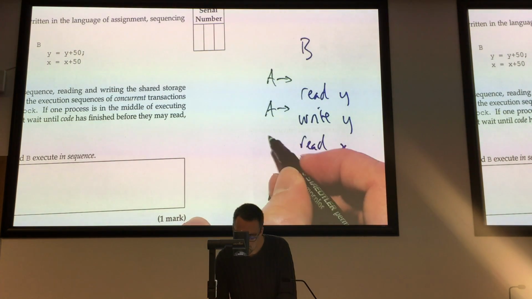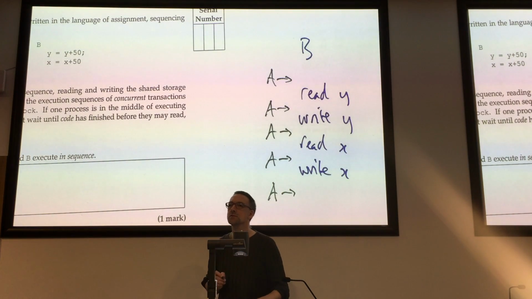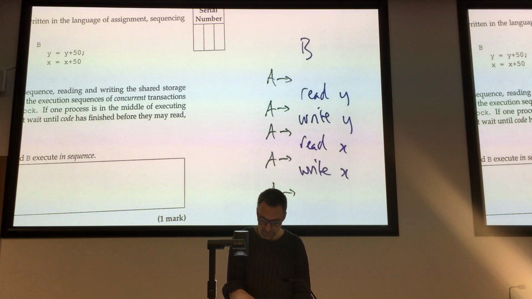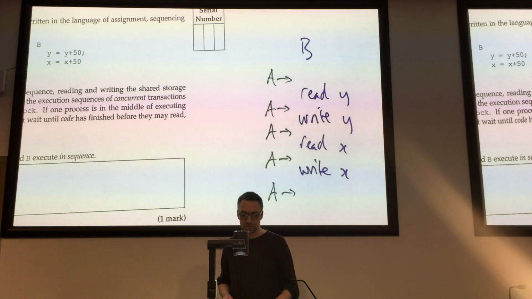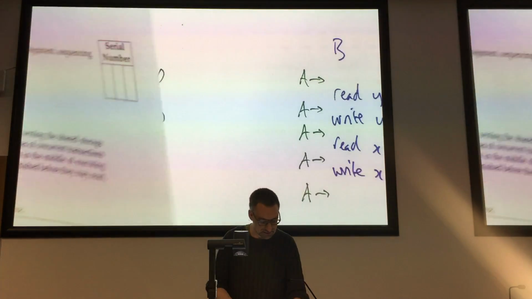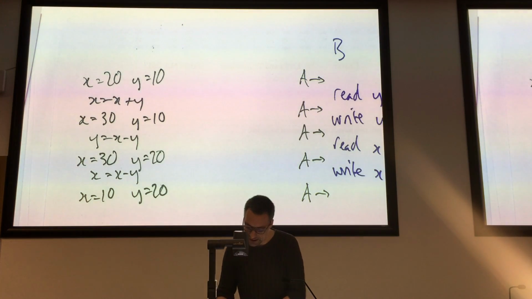A could happen there, A could happen there, or A could happen there. A is going to swap the values. Okay. So, let's figure out what happens in each case. Right? Let's do this one.